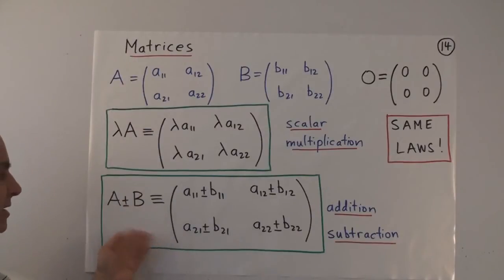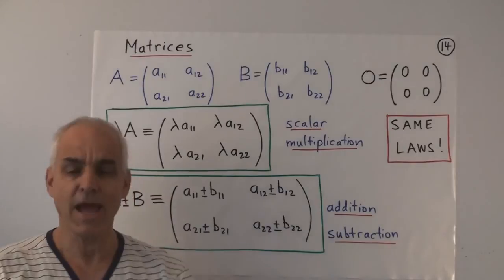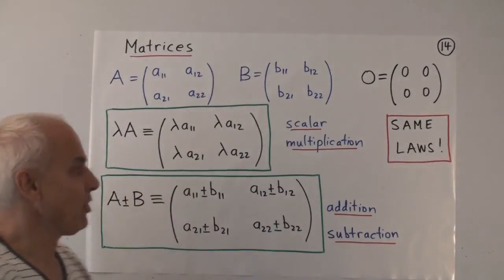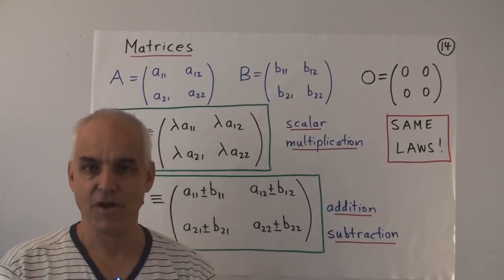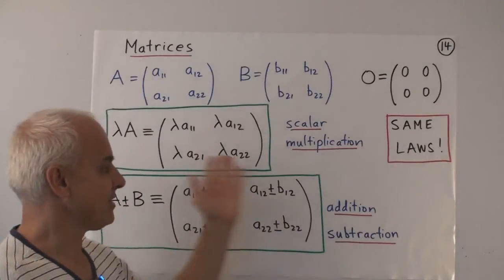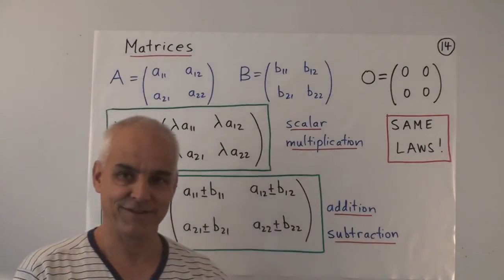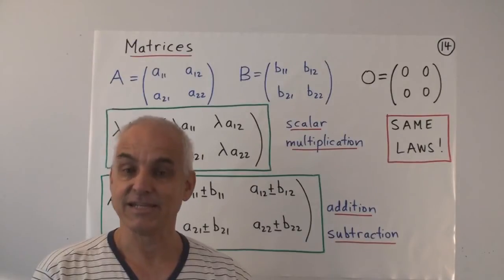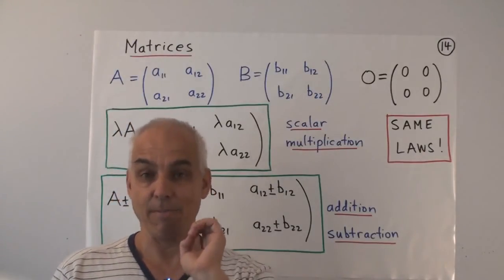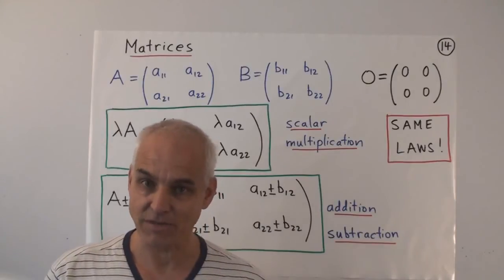That defines addition and subtraction of matrices. And now, the same laws are satisfied. Exactly the same laws that we wrote down for vectors are satisfied for matrices with respect to these operations. But what's interesting about matrices is that there's another, much more interesting operation that you can do. It's the one we've already talked about.